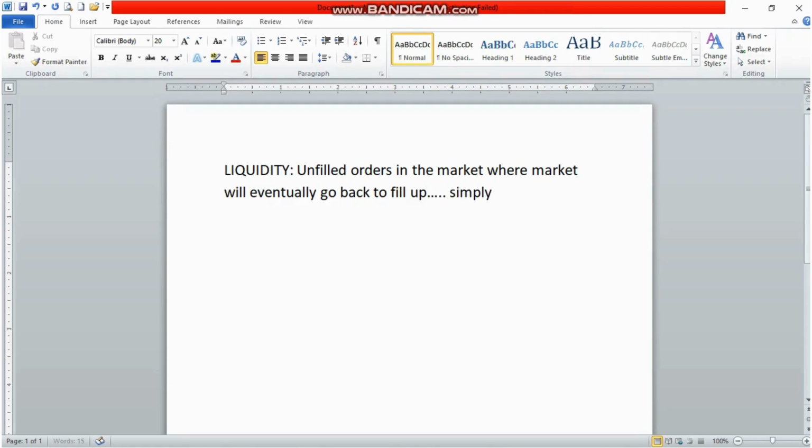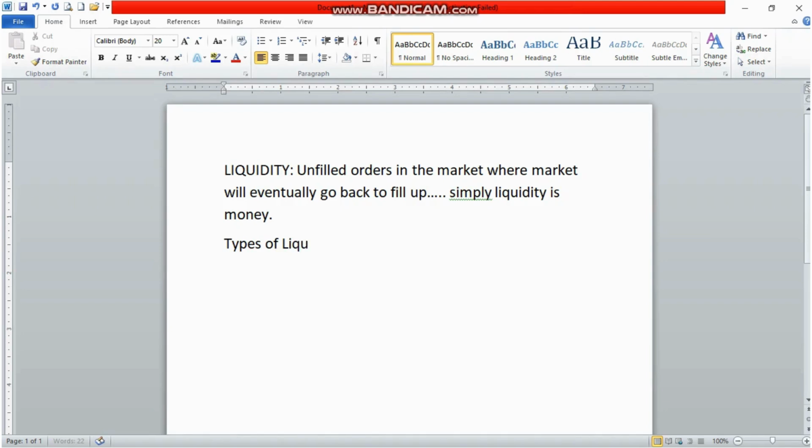Simply, liquidity is money, right? Liquidity is the money in the market, right? Simply, liquidity is money in the market. But for you to understand what liquidity is: an unfilled order in the market where the market will eventually go back to fill up. Right now, what are the types of liquidity?